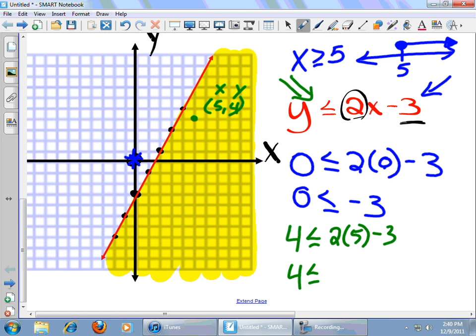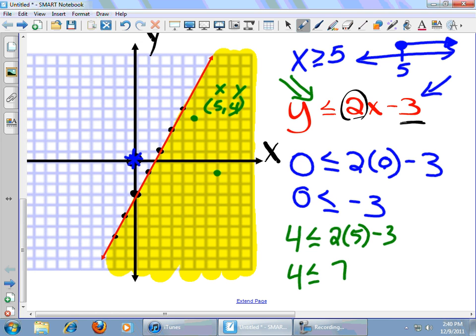Well, 2 times 5 is 10. 10 minus 3 is 7. Is 4 less than or equal to 7? Yep, bingo, it works. If I picked a point here and plugged in the x value and the y value, I will get a true statement. That's what this yellow shaded region is telling me.